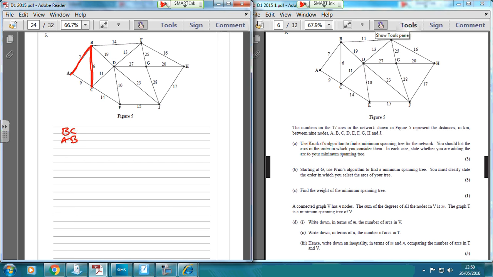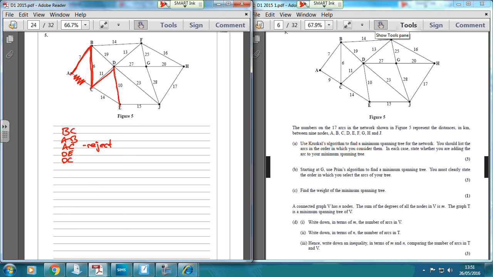And then the next shortest after 7 is 9. Now, we're not going to choose it because it would make a loop, but we need to say that we've had a look at it. So AC, and then we reject. Then the next one after 9 is 10. So DE. Next one after 10 is 11. So DC.